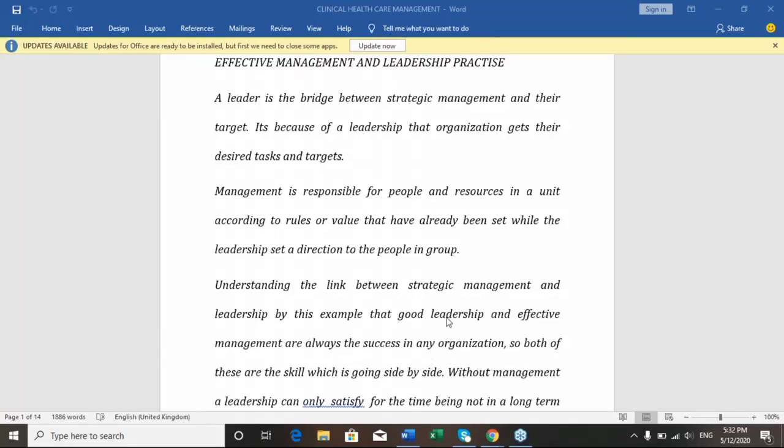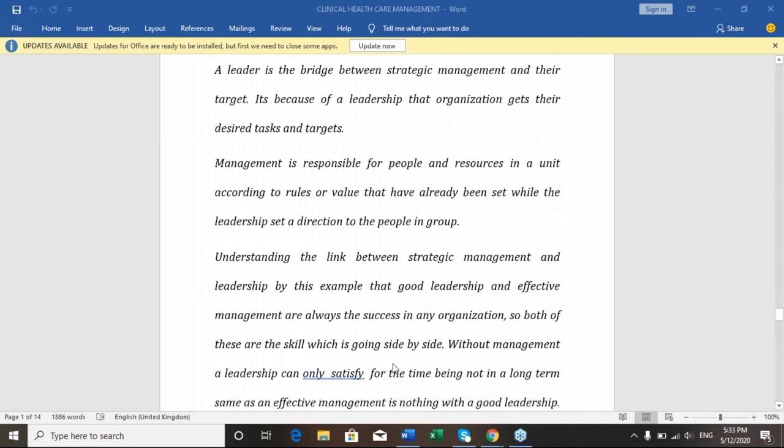That is, good leadership and effective management. These are two things entirely. We must have good leadership and we must have effective management. So both of them are always the brain behind the success of any organization. So both of these are the skills which go side by side. That is leadership, good leadership and management. They go side by side.